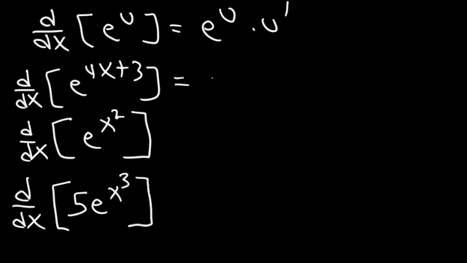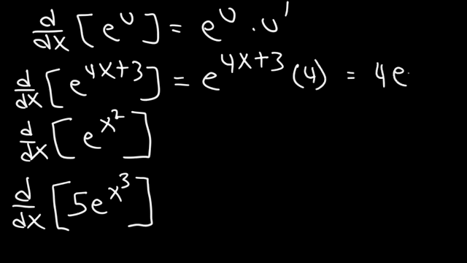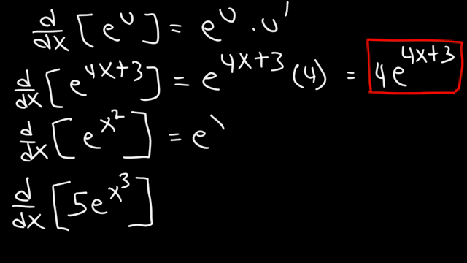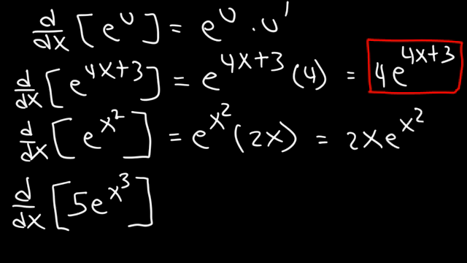So for the first one, it's going to be the same thing, e to the 4x plus 3, times the derivative of 4x plus 3, which is just 4. So it's 4e to the 4x plus 3. Now for the second one, it's going to be the same thing, e to the x squared times the derivative of x squared, which is 2x. And so it's 2x e to the x squared.